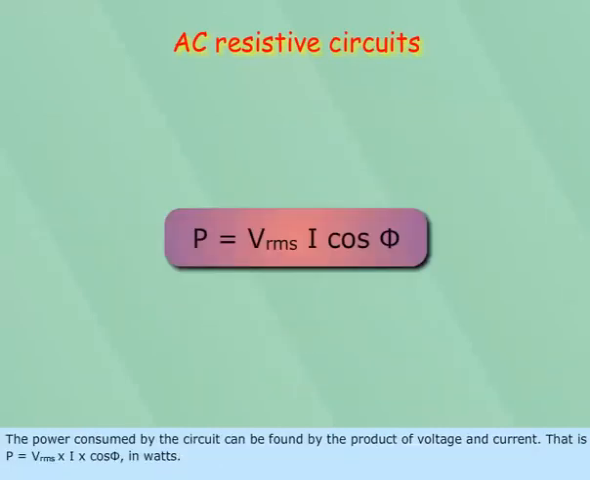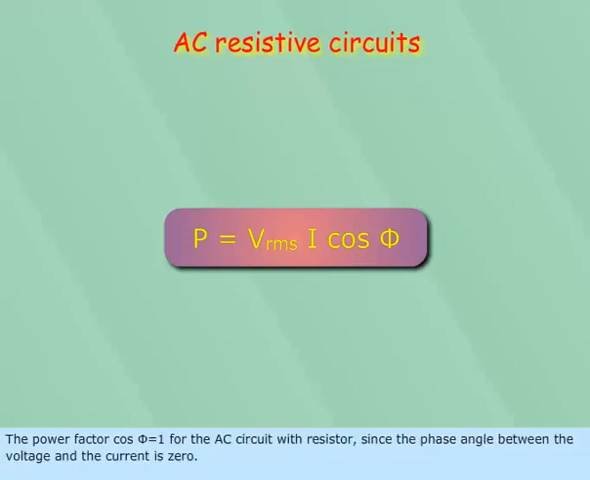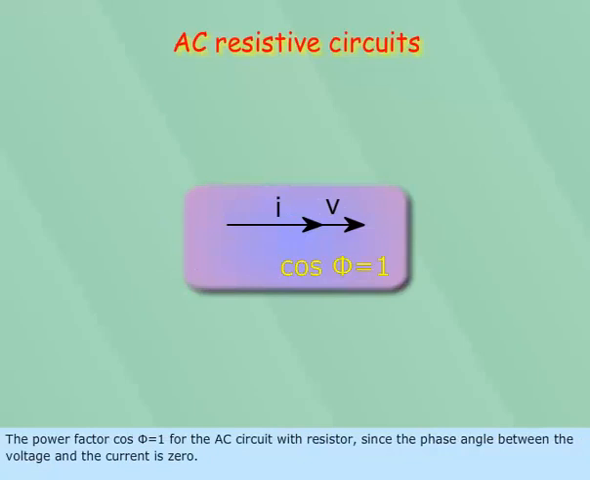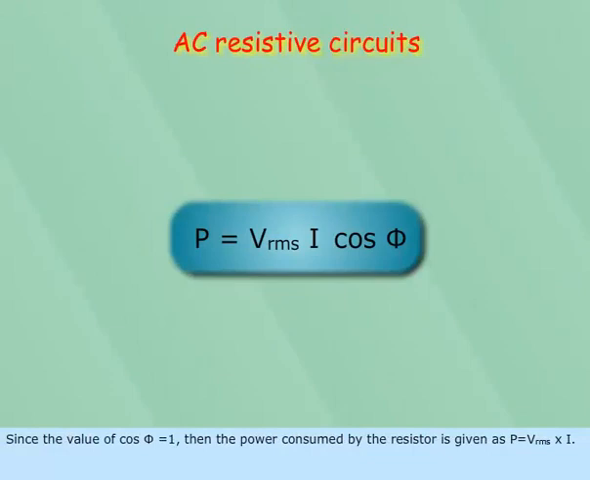The power consumed by the circuit can be found by the product of voltage and current, that is, P equals V_RMS times I times cos φ in watts. The power factor cos φ equals 1 for the AC circuit with resistor, since the phase angle between the voltage and the current is 0. Since the value of cos φ equals 1, then the power consumed by the resistor is given as P equals V_RMS times I.